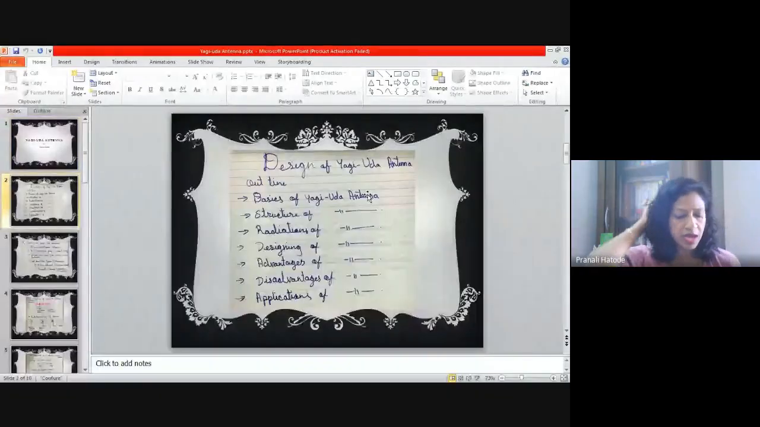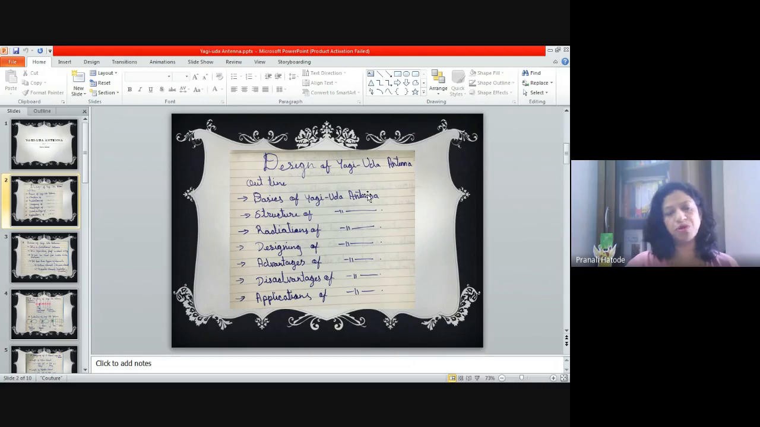Now, I will start with the designing. Basically, this topic is the design of the Yagi-Uda antenna. But along with the design of Yagi-Uda antenna, I will also explain some significant and scientific details about a Yagi-Uda antenna. So, look at the outline.